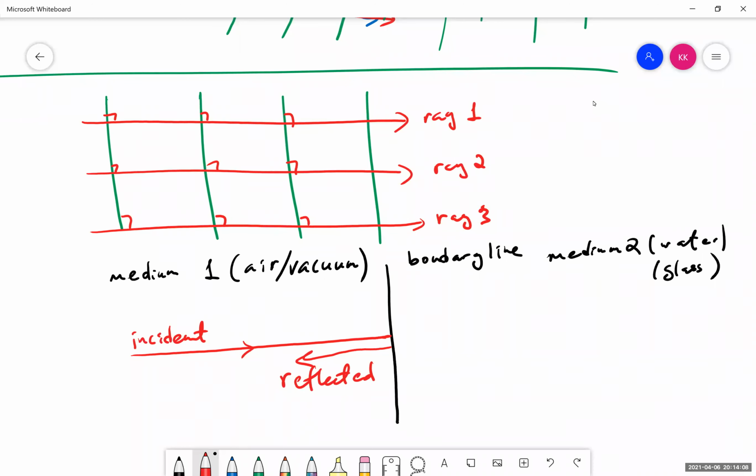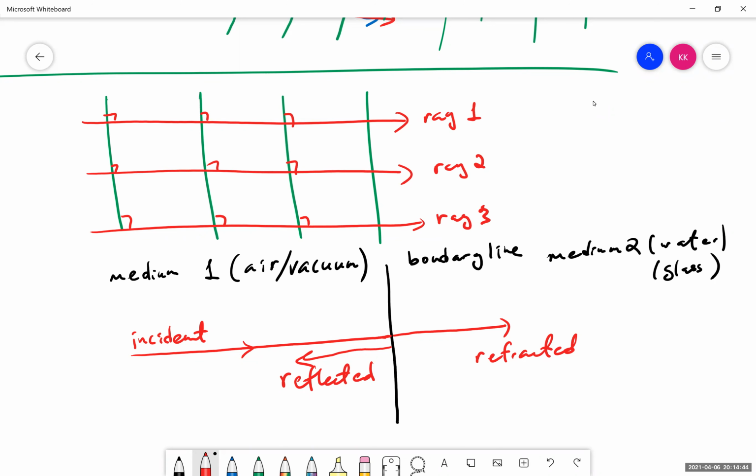But if medium 2 allows the light to propagate to the other side, then we will also get what we call refraction. That means some of the light will go to the other side, and this will be the refracted light. So this is the incident light, then you get a reflected light back in the same medium 1, and some of the light is refracted, or propagates to the other side, in medium 2. So right now we have three things: incident light, reflected light, and refracted light.